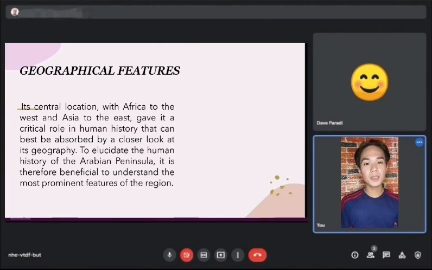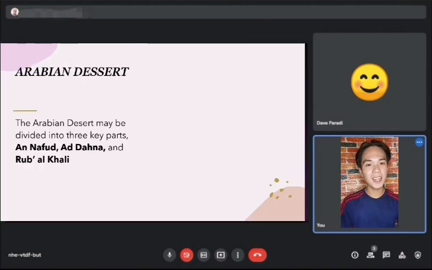The Arabian Peninsula has served as both a land bridge and a center for indigenous cultural development for hundreds of thousands of years. Its central location, with Africa to the west and Asia to the east, gave it a critical role in human history that can best be understood by a closer look at its geography. To elucidate the human history of the Arabian Peninsula, it is beneficial to understand the most prominent features of the region. Okay? The Arabian Desert may be divided into three key parts.